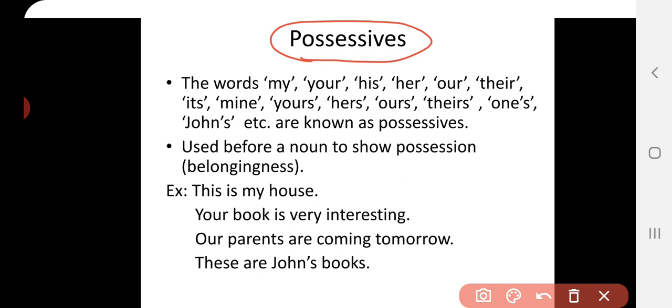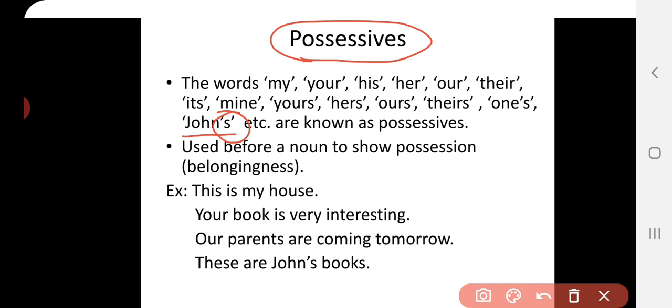And the words used for possessive are my, your, his, her, our, their, its, mine, yours, hers, ours, theirs, one's, John's, etc. If there is a name of a person, any name of a person, and we have used apostrophe s, as you can see I have used the apostrophe s here, it will show that apostrophe s is used to show the belongingness. Okay, for example, John's book, this would mean that the book belongs to John. It is John's book.